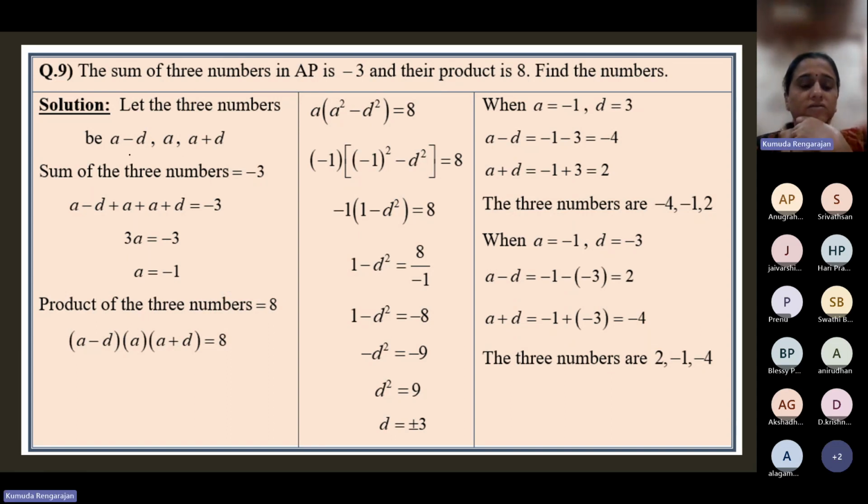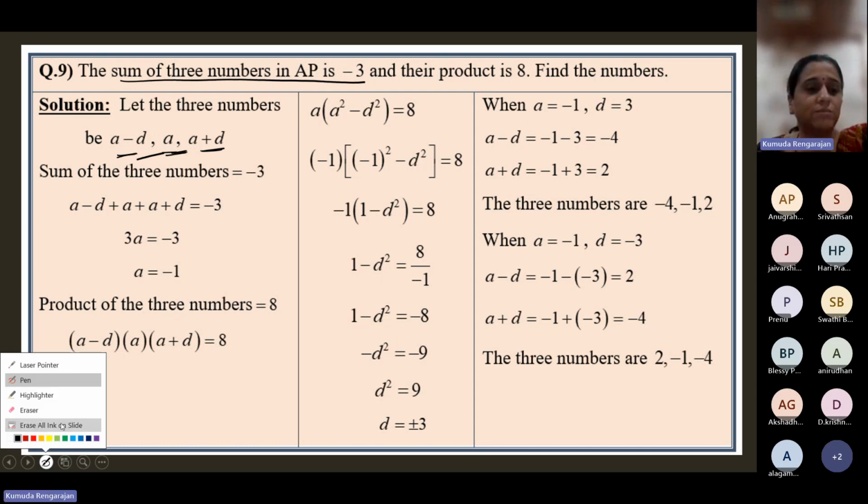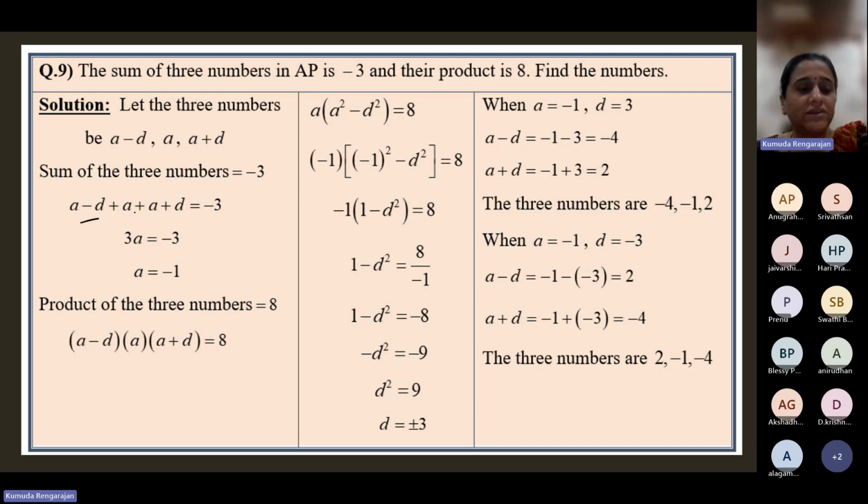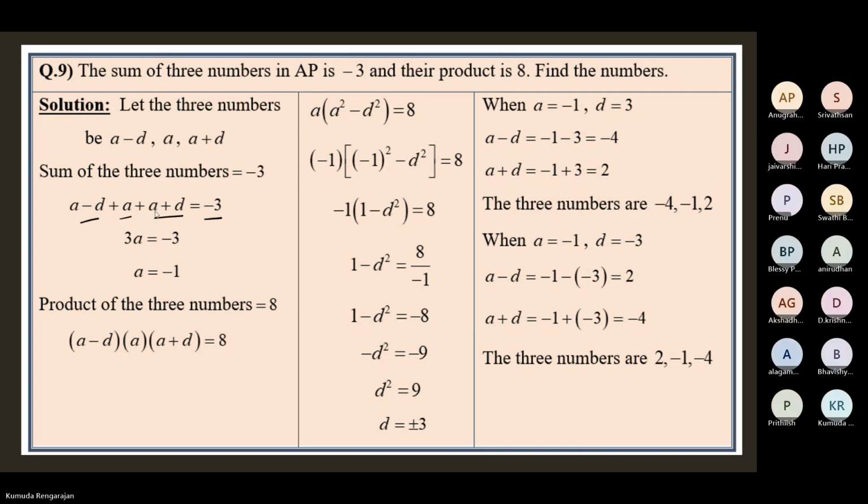Yes, ma'am. So let the three numbers be a minus d, a and a plus d. The sum of the three numbers is minus 3. I told you, this is how we assume three numbers in AP: a minus d, a and a plus d. So a minus d plus a plus d is minus 3. On working this, 3a is equal to minus 3, a is equal to minus 1. So we've got the value for a. Next we'll have to find the value of d.